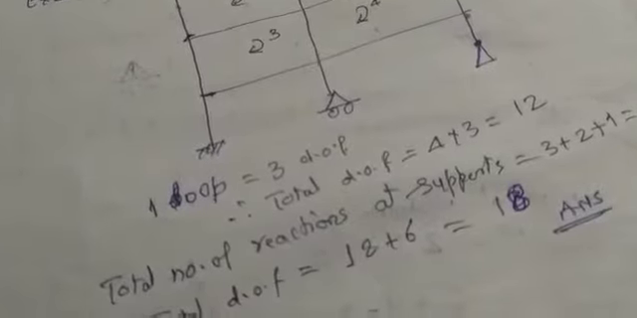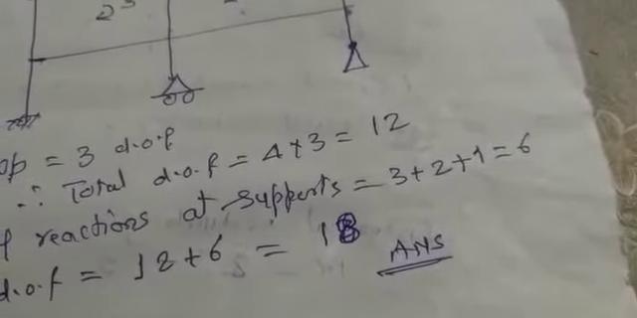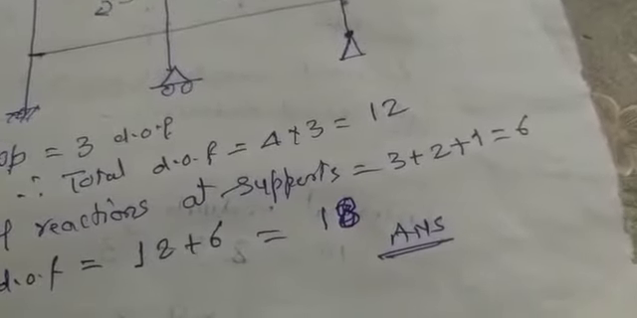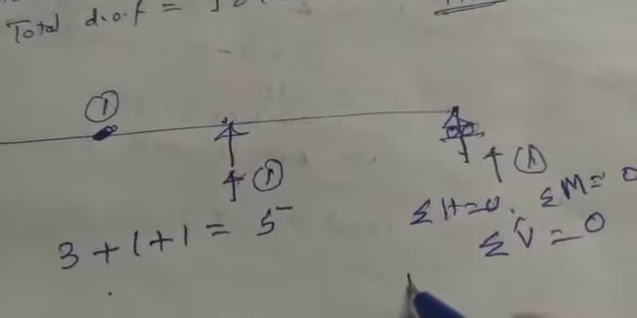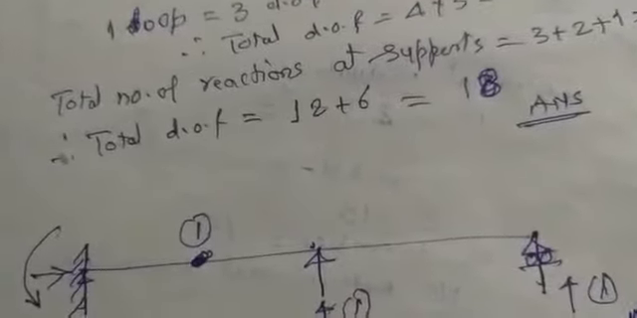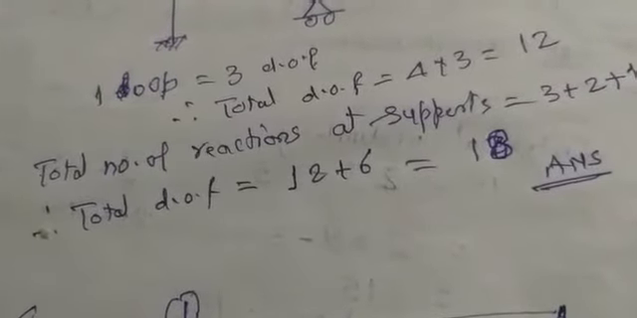And sigma H is equal to 0, sigma M is equal to 0, and sigma V is equal to 0. In addition to that, we have to take one more into account, that is the moment at the hinge. So the total equations will be 4, and this will be 5 minus 4, it will come out to be 1. So the total redundancy comes out to be 1 over here.